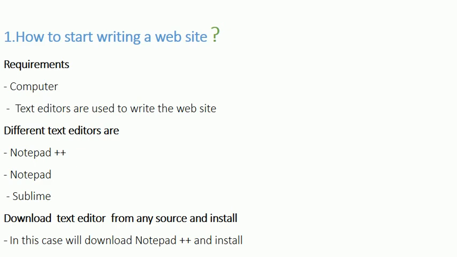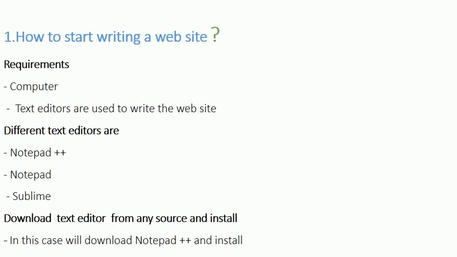There are different types of text editors: Notepad++, Notepad, which comes with the computer, Sublime, and many other text editors that you can use to develop the website. But in this tutorial, the text editor that we are going to use is Notepad++.